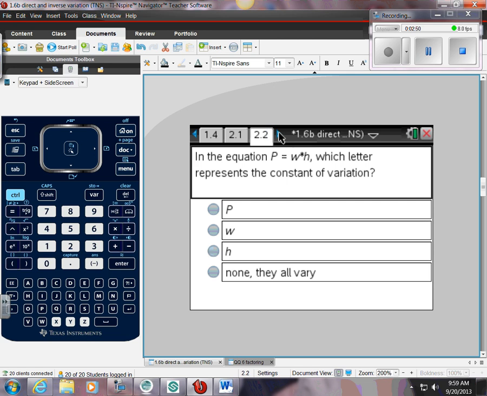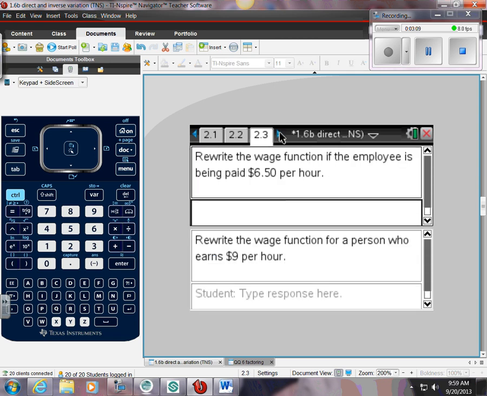In the equation P equals W times H, which letter represents the constant of variation? W. W stands for wage, right. So that's your constant of variation. Your wage isn't changing. How much you bring in your paycheck is changing. How many hours you work is changing, but your wage is not. Good? All right, so I want you to rewrite this wage function given what this person is being paid per hour. So go ahead and do those two. That should be quick and easy.